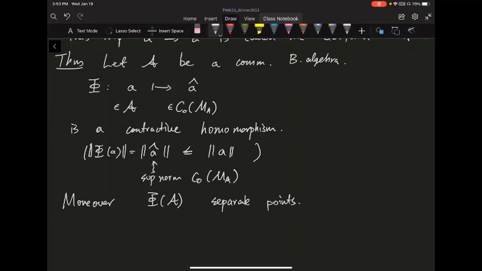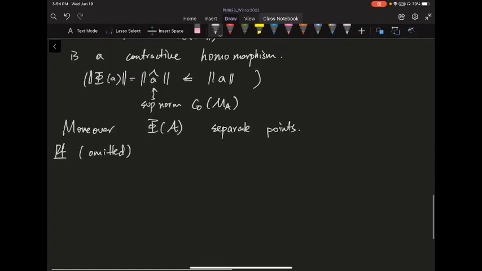The proof, I'm not going to go over this proof. You will learn this when you take Pure Math 810, or you can pick up an operator algebra book. So I will skip the proof. Let's say omit it. That's beyond our course. We don't really care. But the idea is the following.